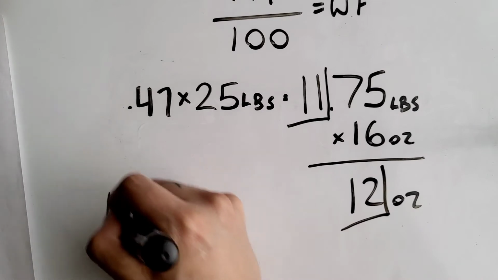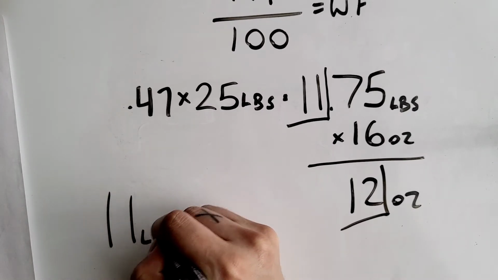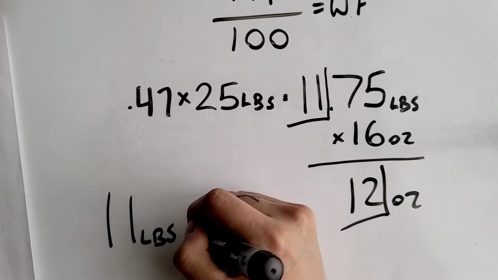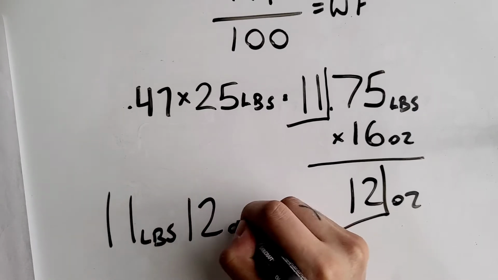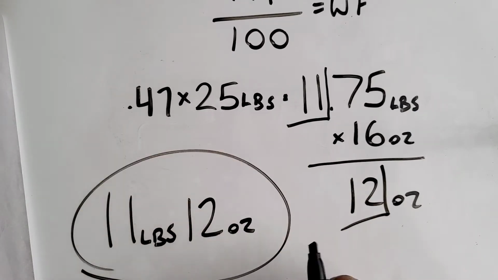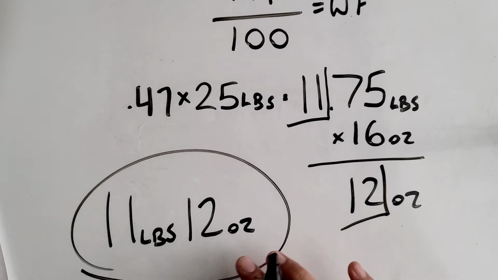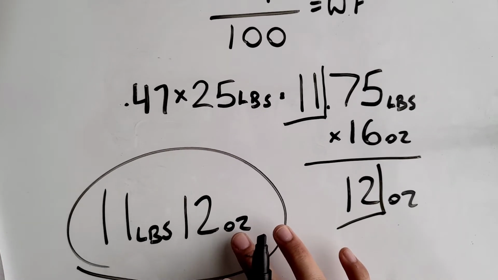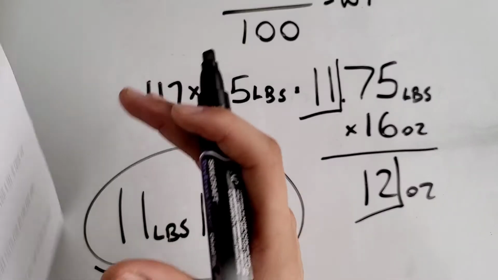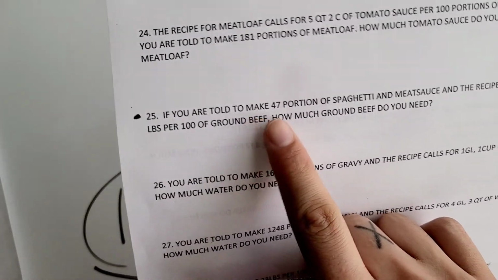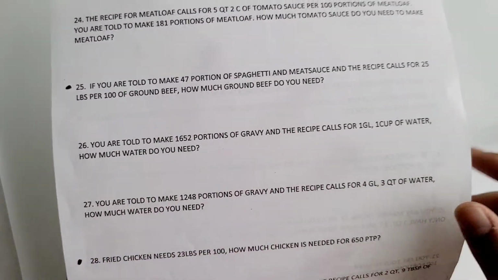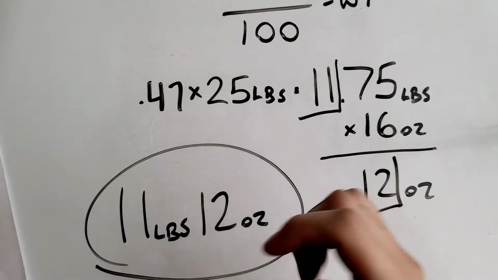So you got 11 pounds and 12 ounces. So this is the amount of weight you need for your 47 portions of spaghetti and meat sauce.